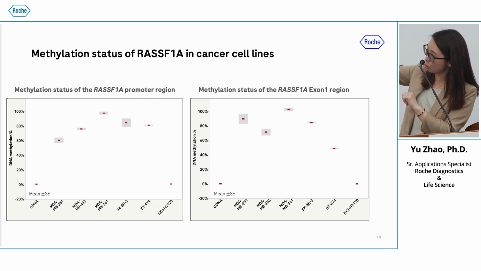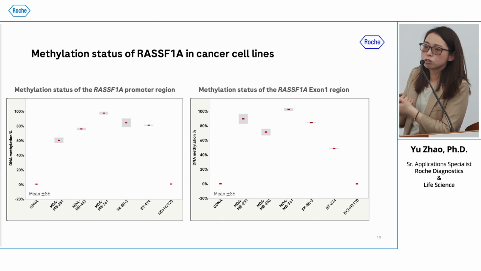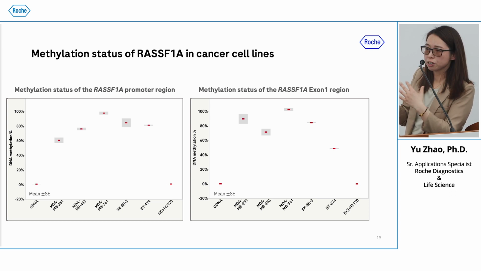broad range of methylation levels was observed through the different cell lines. We are also in agreement with other studies: variable methylation status was observed between the promoter and the first exon.